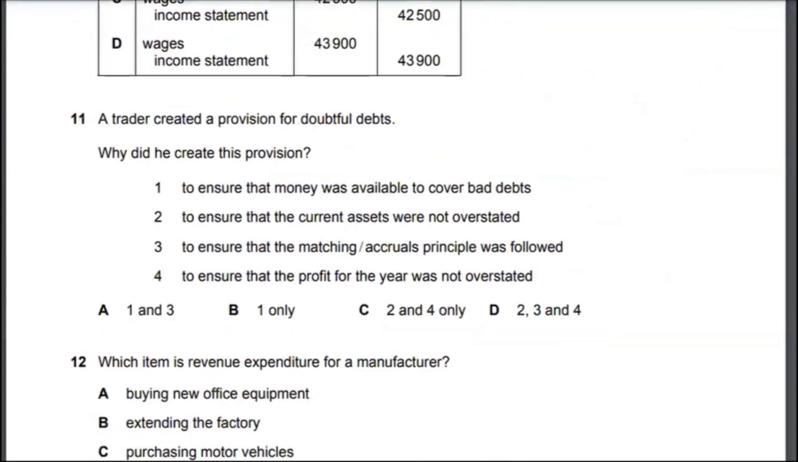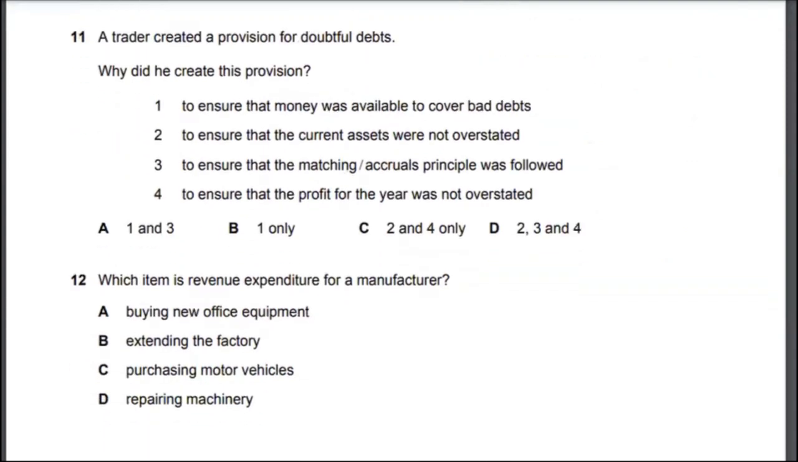Let's look at multiple choice 11. A trader created a provision for doubtful debts. Why did he create the provision? The first statement: to ensure that the money was available to cover bad debts.